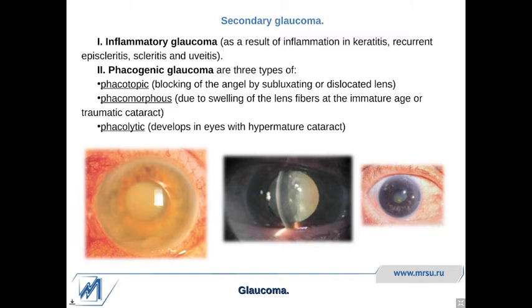Except for primary glaucoma, there is secondary glaucoma. It can be the result of inflammatory processes. Inflammatory glaucoma is the result of inflammation in keratitis, recurrent episcleritis, scleritis, and uveitis. Phacogenic glaucoma has three types: phacotopic, phacomorphic, and phacolytic.